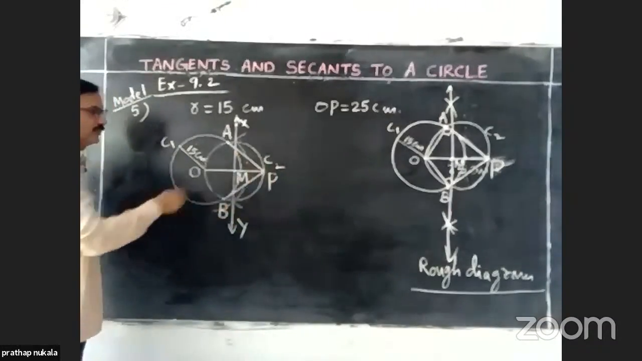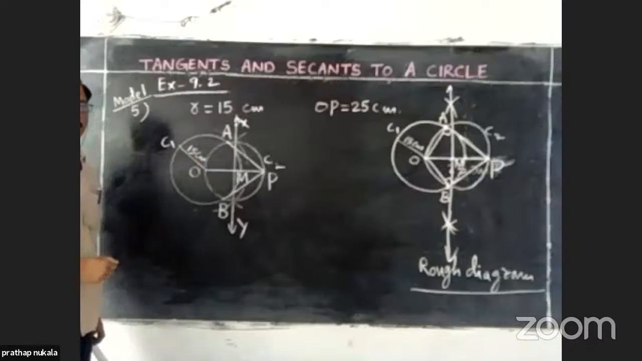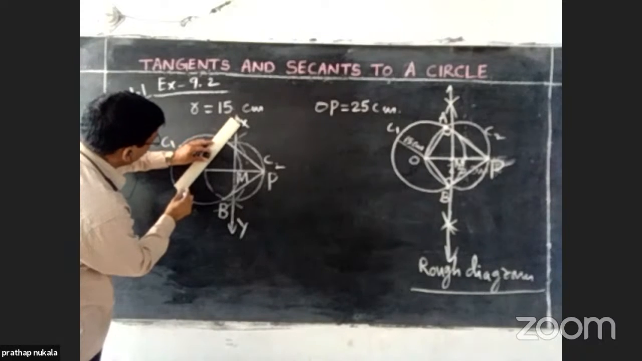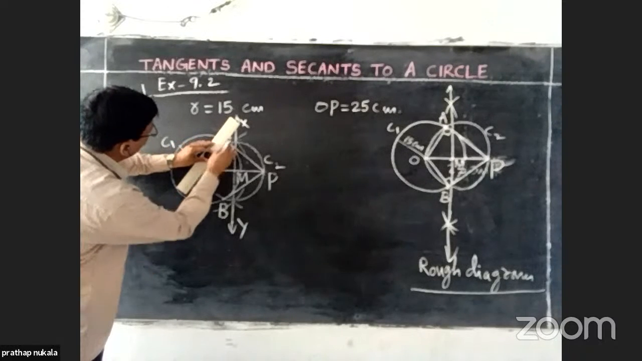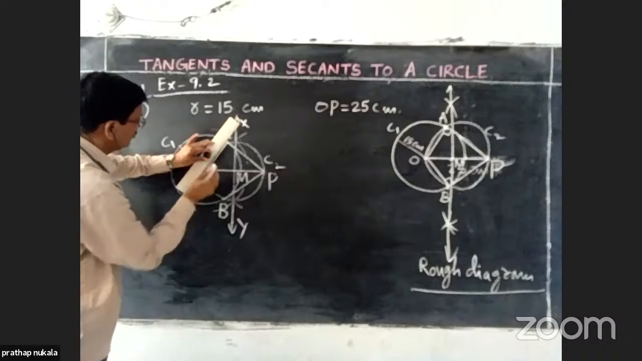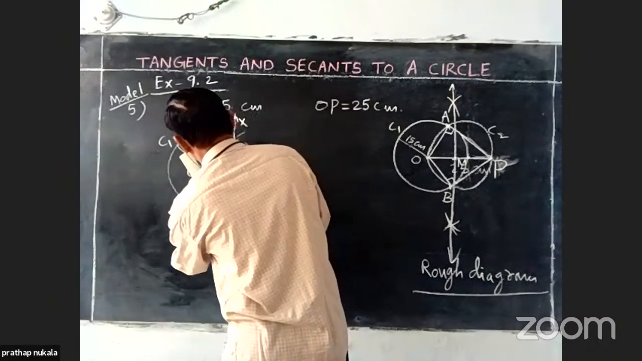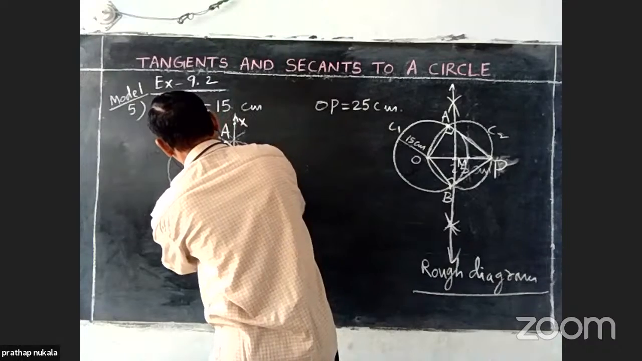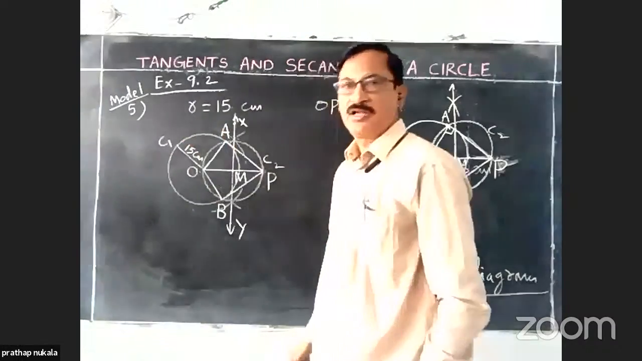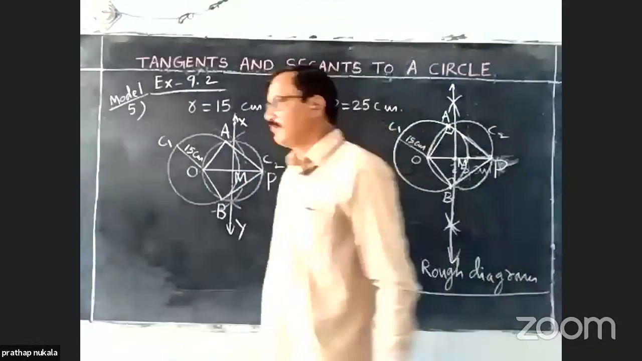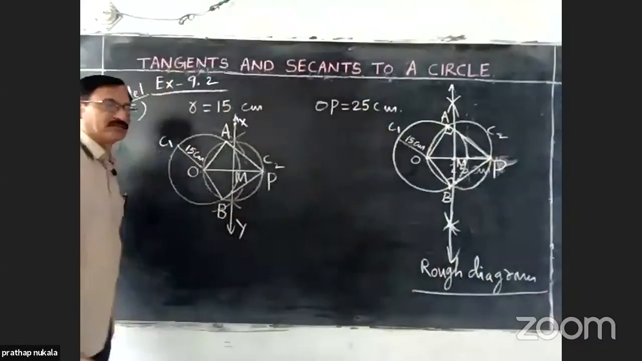These two are the pair of tangents, PA and PB, the required tangents. Now join OA, radius. Next join OB, this is also a radius. That's all. Construction completed. Now the first step is over for construction.